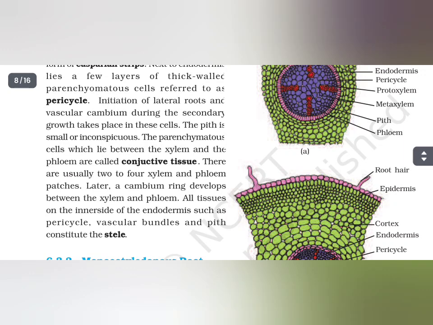Initiation of lateral roots and vascular cambium during the secondary growth takes place in these cells. The pith is small or inconspicuous. The parenchymatous cells which lie between the xylem and the phloem are called conjunctive tissue. There are usually 2 to 4 xylem and phloem patches. Later, a cambium ring develops between the xylem and phloem. All tissues on the inner side of the endodermis such as pericycle, vascular bundles and pith constitute the stele.